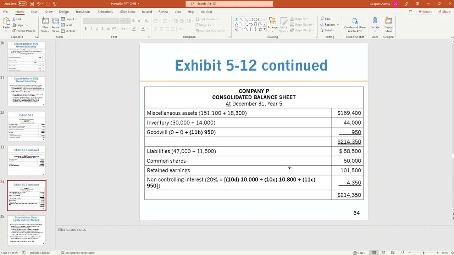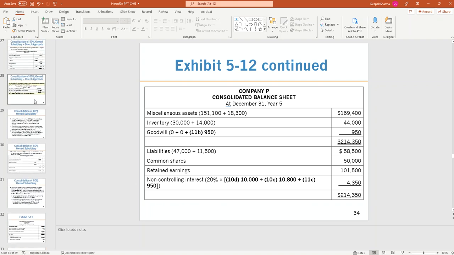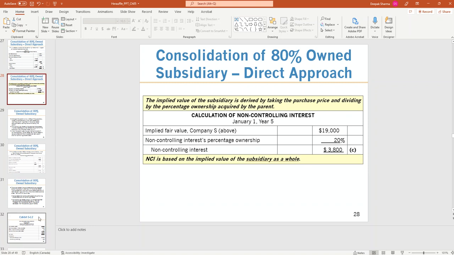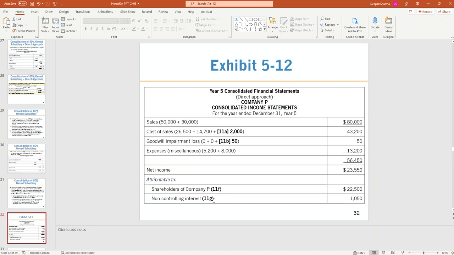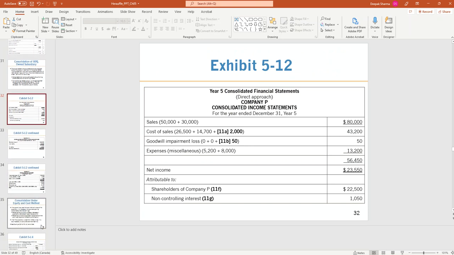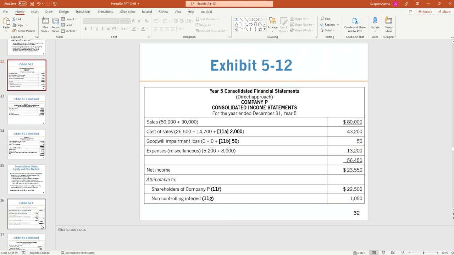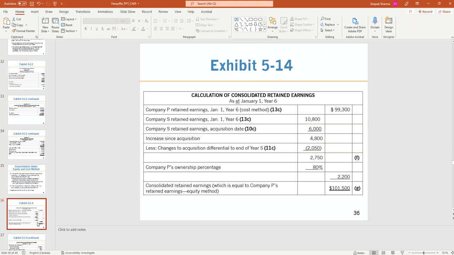Then we look at the balance sheet. For the balance sheet, we do exactly what we did in the previous example. We add all the assets and liabilities, and for the retained earnings, we take the number that we calculated in the previous statement. For the NCI, we calculated the amount already. Previously your NCI was 3,800, and then we allocated 1,050. We add that: 3,800 plus 1,050 is $4,850.